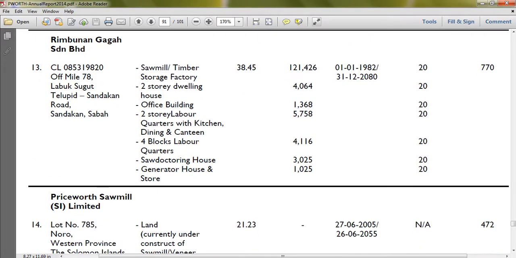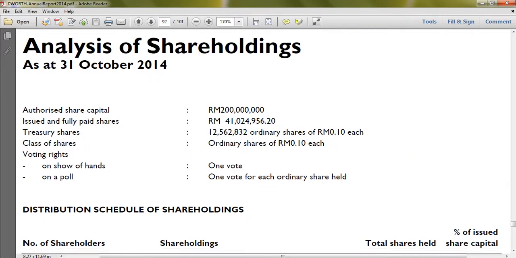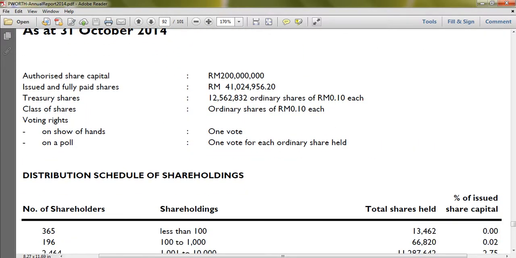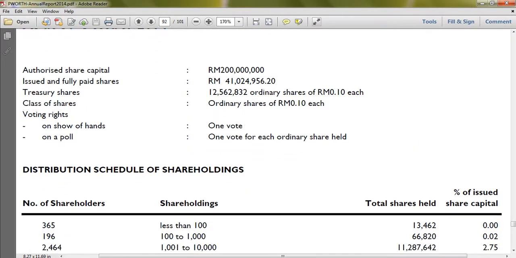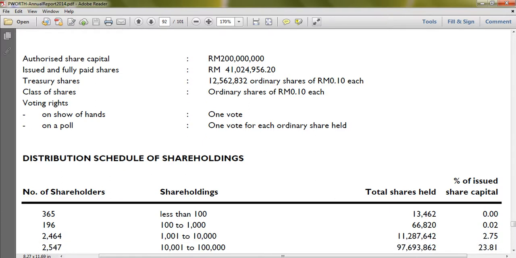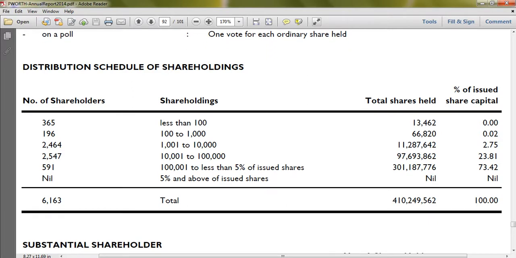This 1 million, okay. Not much, that's it. Okay. Authorized share capital. So the total number of shares is this much.